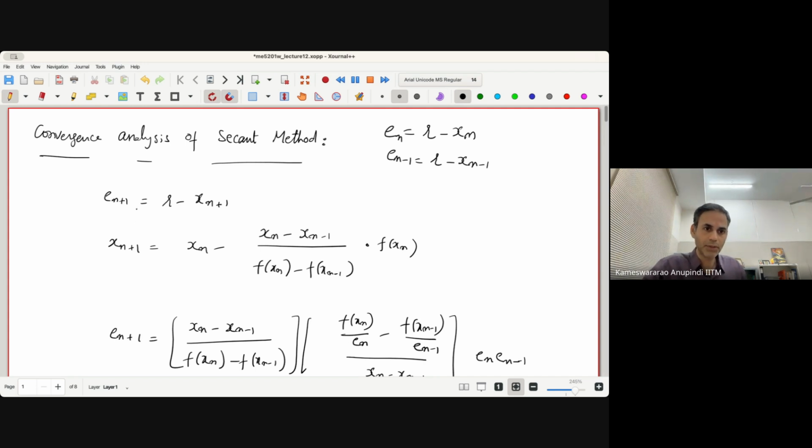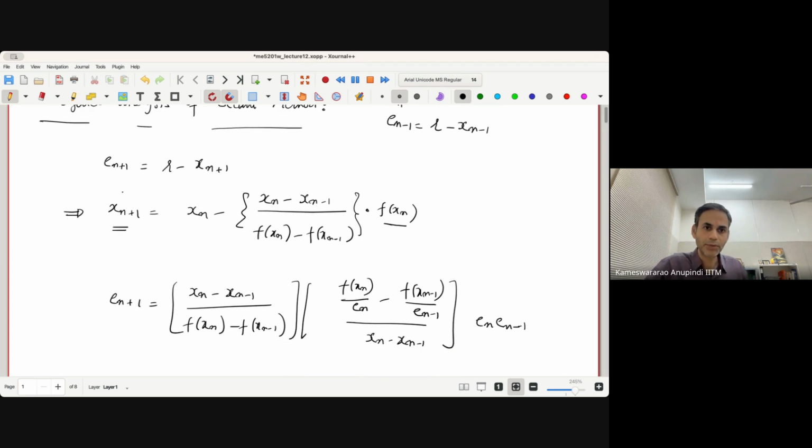Then once we have E_{n+1}, we have the definition for the secant method, that is the new iterate x_{n+1} is basically going to be x_n minus f of x_n divided by f prime x_n. But then, unlike in the Newton method, f prime x_n is replaced with this finite difference value, that is basically the slope of the secant. And that is what we have written, a new value for x_{n+1}.